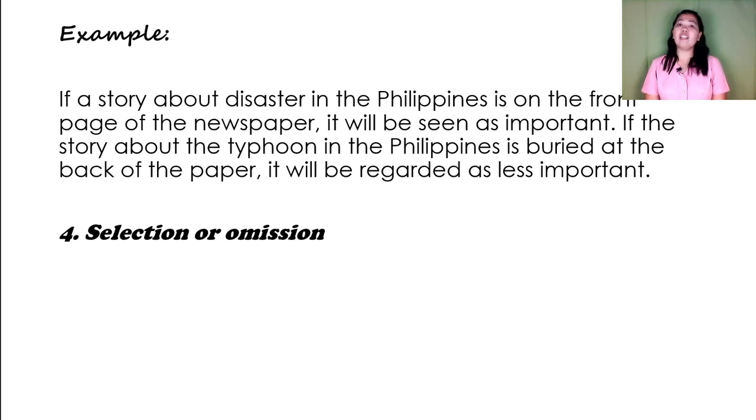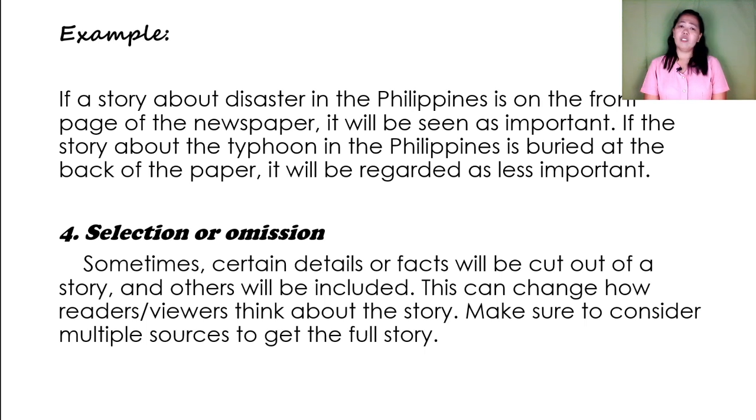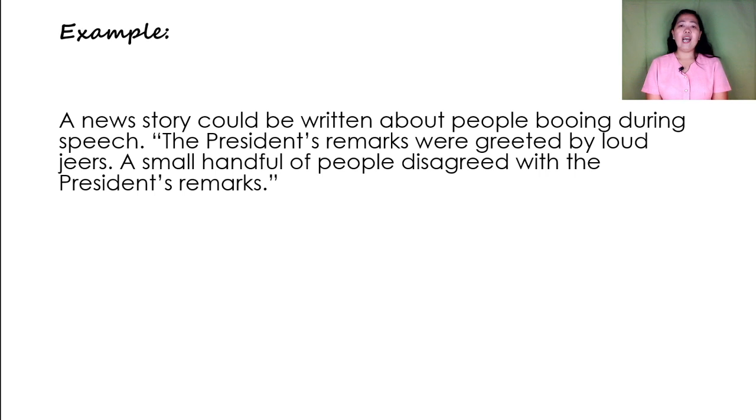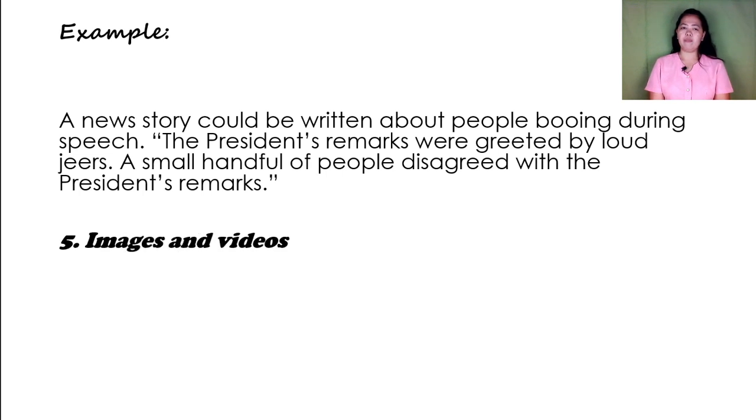Fourth, we have selection or omission. Sometimes, certain details or facts will be cut out of a story, and others will be included. This can change how readers or viewers think about the story. Make sure to consider multiple sources to get the full story. For example, a news story could be written about people booing during a speech. The president's remarks were greeted by loud cheers. A small handful of people disagreed with the president's remarks.